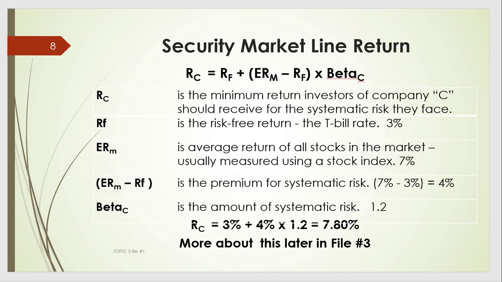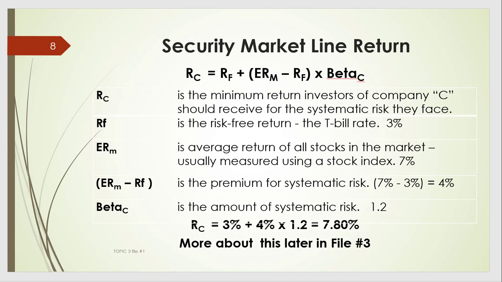The premium for market risk, or premium for systematic risk, would be ERM minus RF, or 7% minus 3%. So you're getting a 4% premium for systematic risk. And beta is the amount of systematic risk. A beta of 1 means exactly the same risk as average. Beta less than 1 is less risky than average, and a beta greater than 1 is more risky than average. So this is 1.2, about 20% more risky than average. So you'd get 20% more premium. So you're going to get 1.2 times 4, which would be 4.8, plus the 3 would give you a return of 7.8.